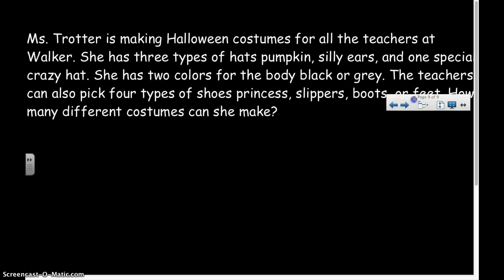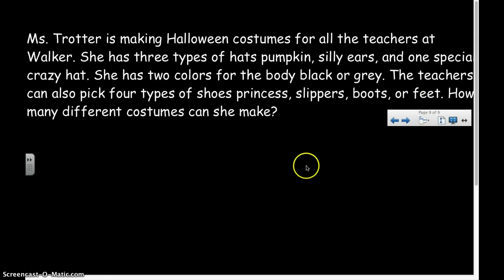Let's look at another one. Mrs. Trotter is making Halloween costumes for all the teachers at Walker. She has 3 types of hats: pumpkin, silly ears, and one special crazy hat. She has 2 colors for the body: black, or gray. The teachers can also pick 4 types of shoes: princess, slippers, boots, or feet. How many different costumes can she make?